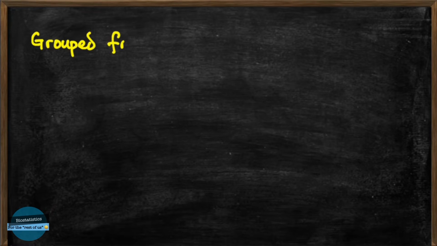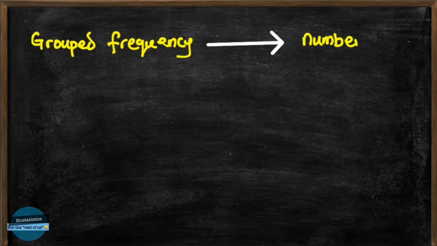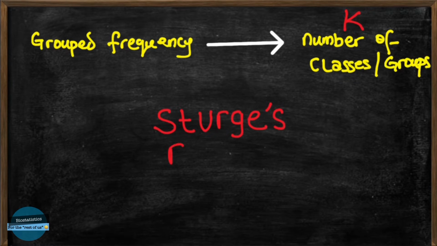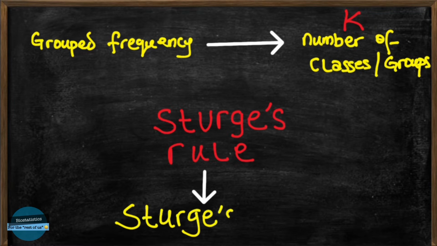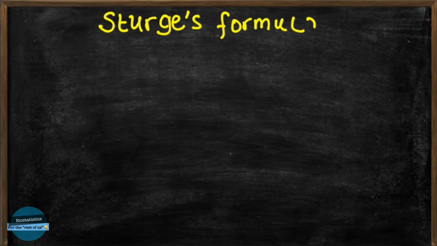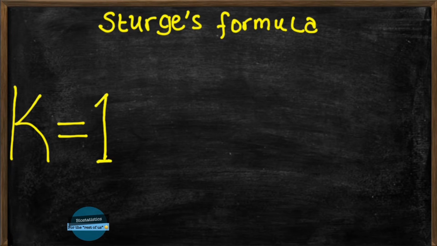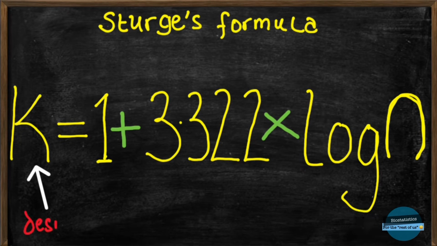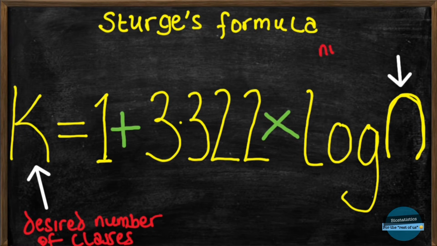The first and the most important step in the creation of a grouped frequency distribution is choosing the correct number of classes or groups. Though there is no hard and fast rule to determine the number of classes, usually denoted as K in statistics, we apply the Sturges Rule. And we do this for uniformity as well as ease of setup. The Sturges Rule is based on the Sturges formula, which is given by K is equal to 1 plus 3.322 times the log of n, where K is the desired number of classes and n is the number of observations.